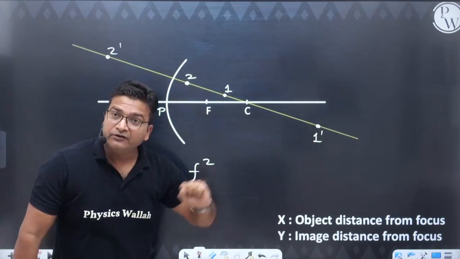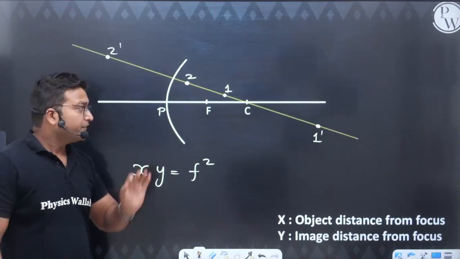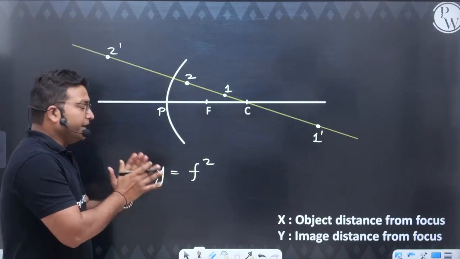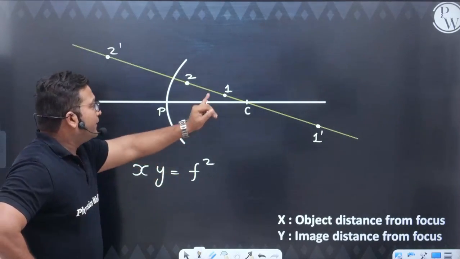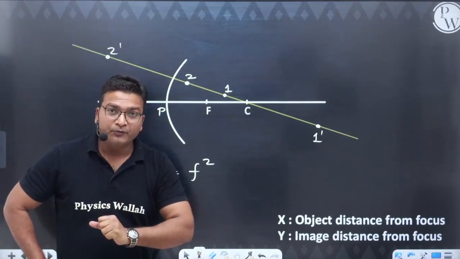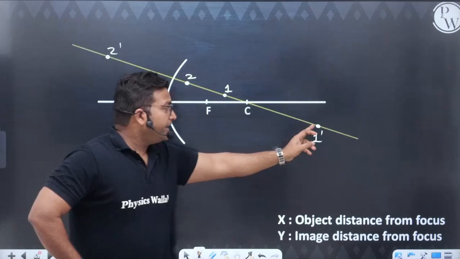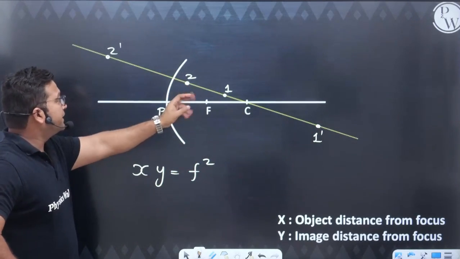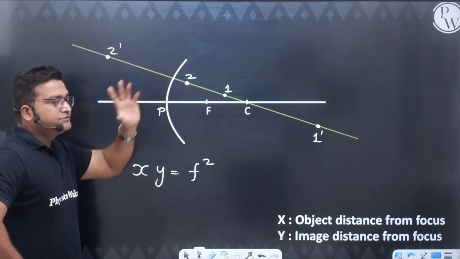on one side of focus, and 2 and 2 dash are on the other side of the focus. Just remember these 4 points. These 4 points are the main theme of this situation. 1 and 1 dash are actually conjugate points. So if 1 is object, 1 dash is image, and if 1 dash is object, 1 is image. Similarly, if 2 is object, 2 dash is your image, and if 2 dash is object, 2 is your image.